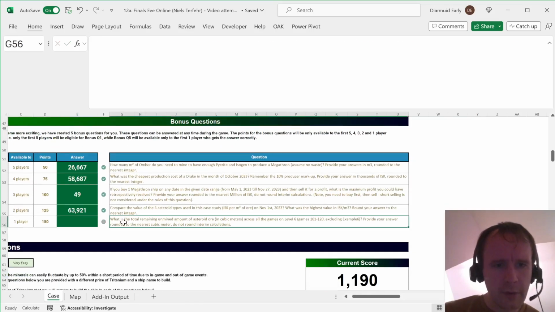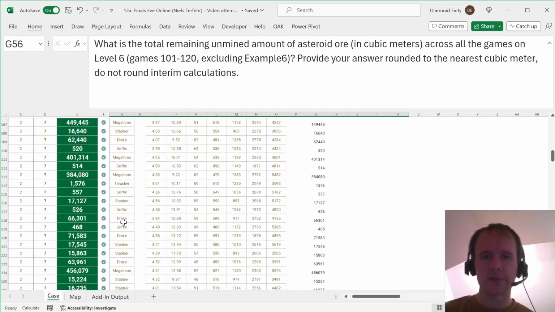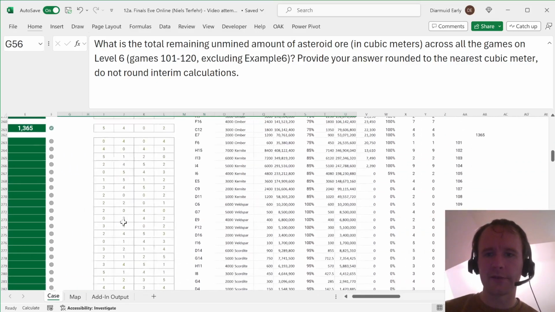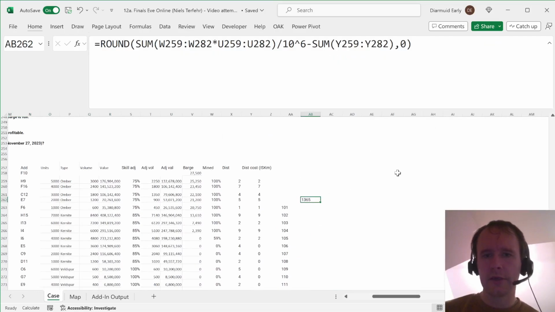And now here, what is the total remaining unmined amount of asteroid ore in cubic meters across the games on level 6, including example 6? Now there's a little nuance here, which I think the answer provided here is actually wrong, but I'm going to show you 2 ways to calculate the answer.